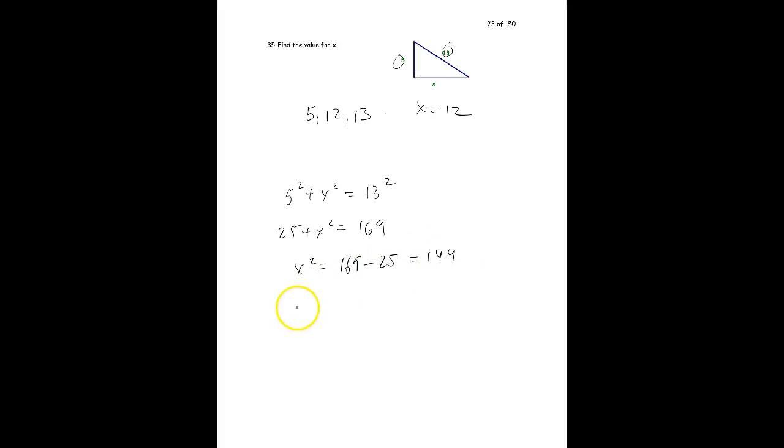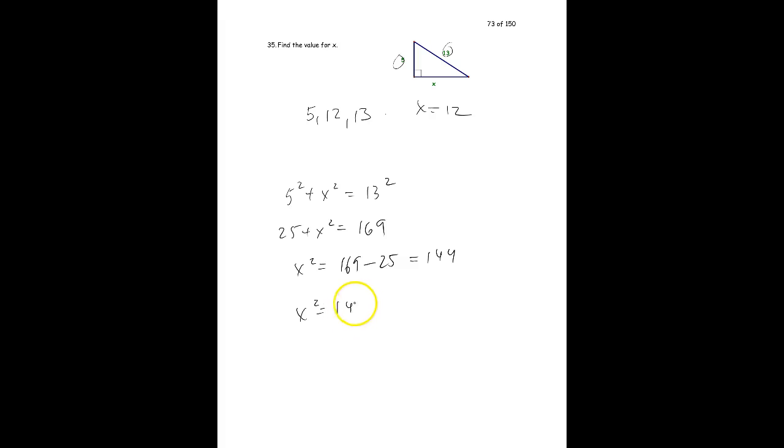Well, look, we could identify this as a 5, 12, 13 right triangle. So we see a 5 here, a 13 here. So x would be 12, recognizing the triple. Otherwise, you can do Pythagorean theorem. 5 squared plus x squared equals 13 squared. 25 plus x squared equals 169. X squared equals 169 minus 25, which equals 144.